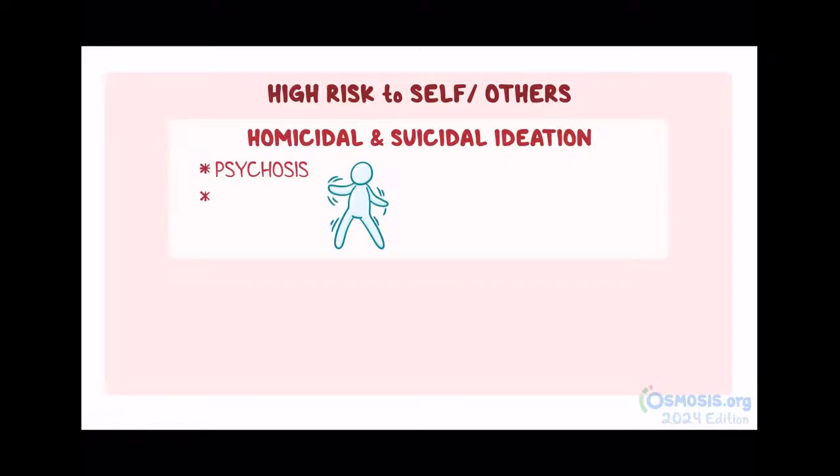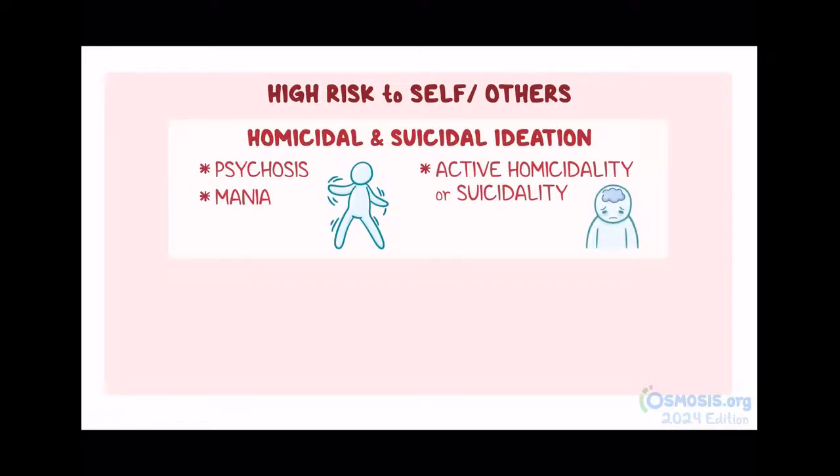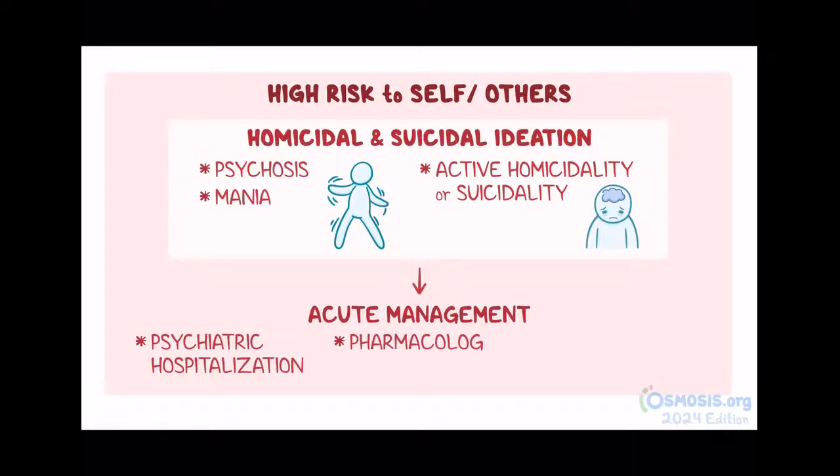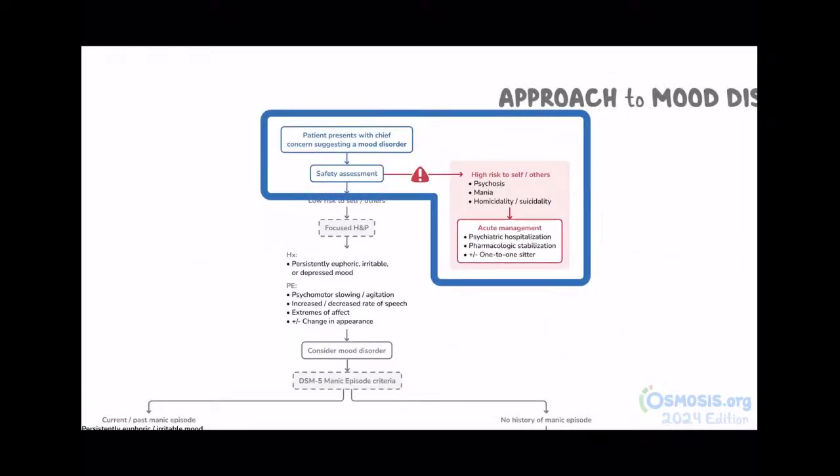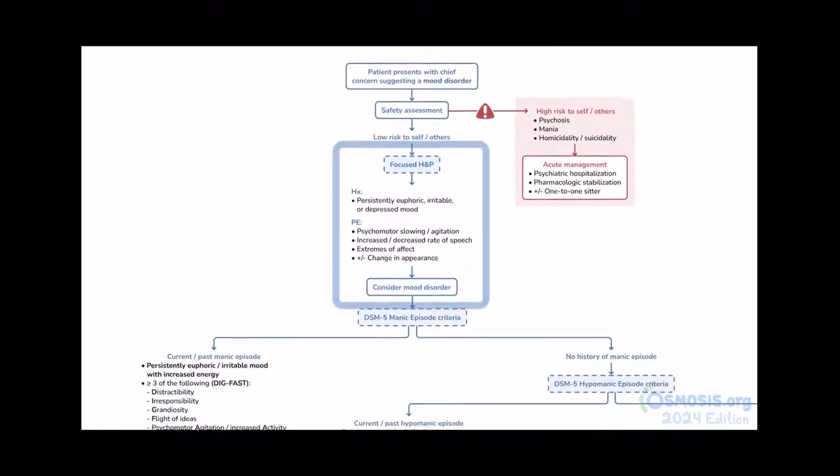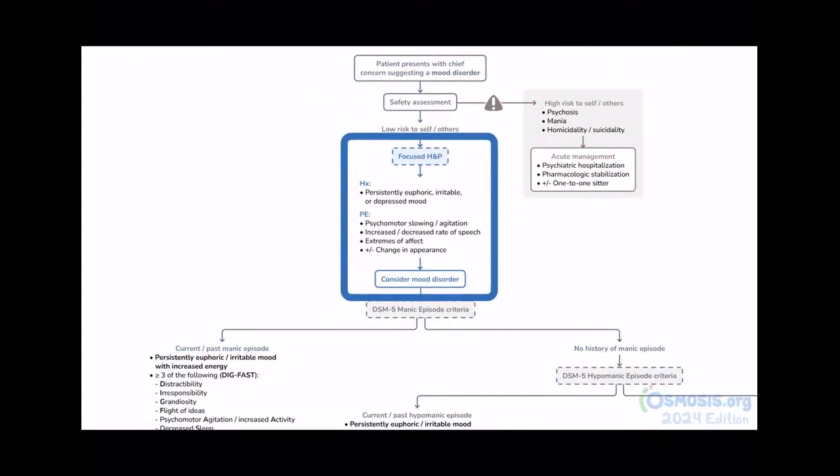Patients experiencing psychosis, mania, and active homicidality or suicidality are considered high risk to themselves and others, so proceed with acute management, which often requires psychiatric hospitalization, pharmacologic stabilization, and a one-to-one sitter, if appropriate. On the other hand, if the patient is not experiencing these features, they are considered low risk to themselves and others, so your next step is to obtain a focused history and physical exam.